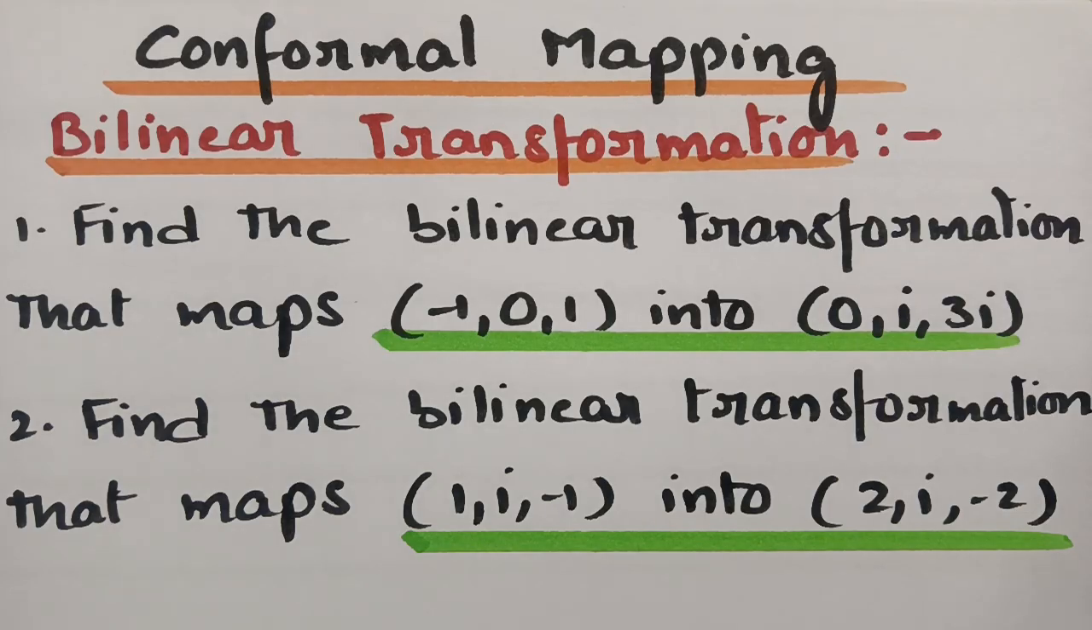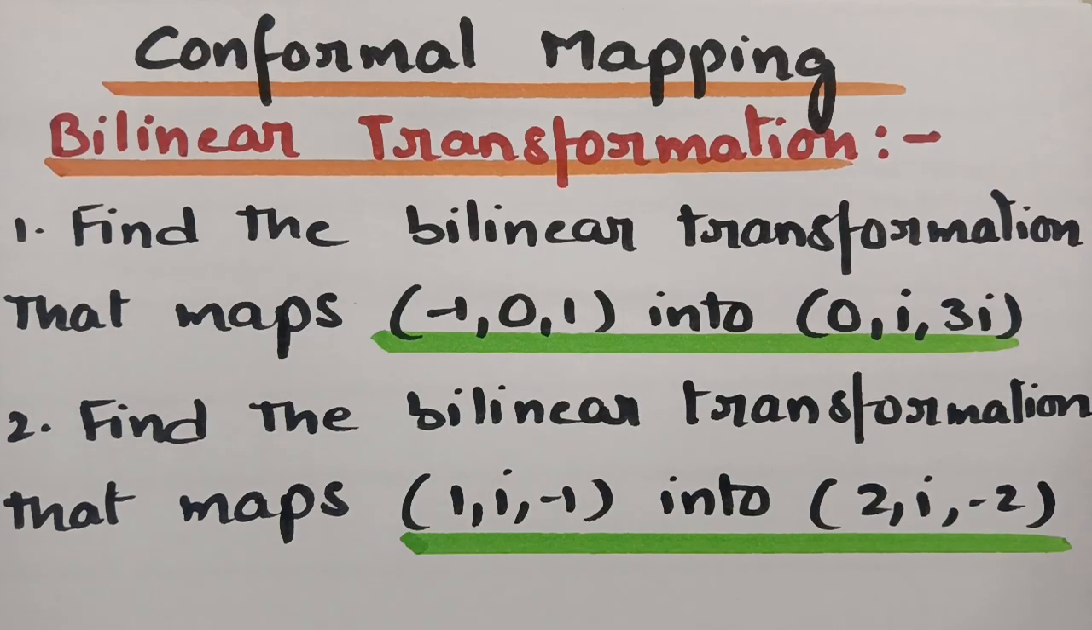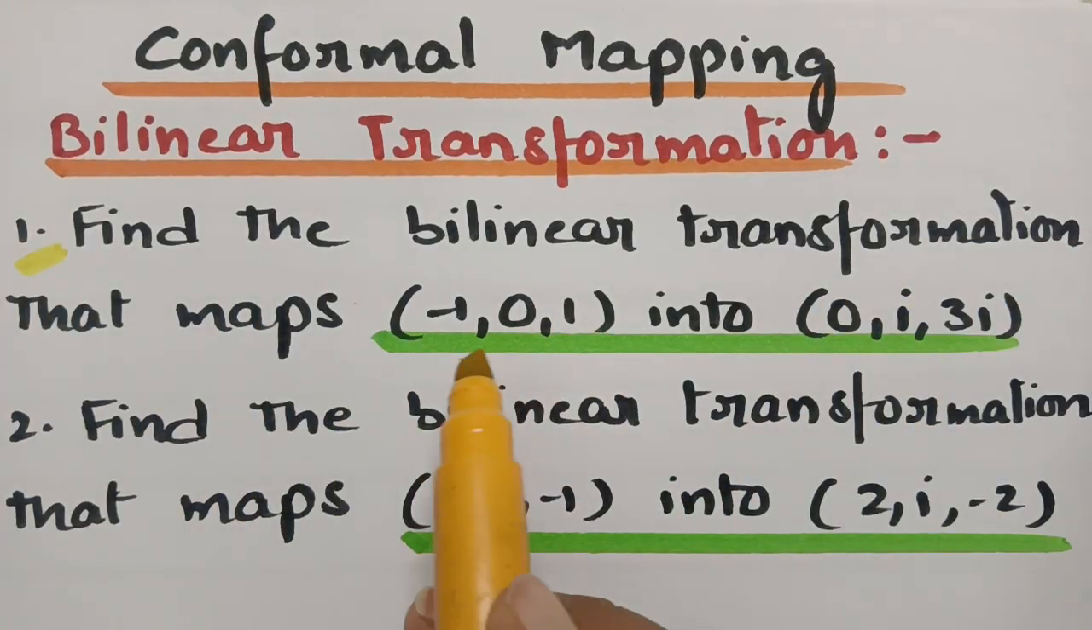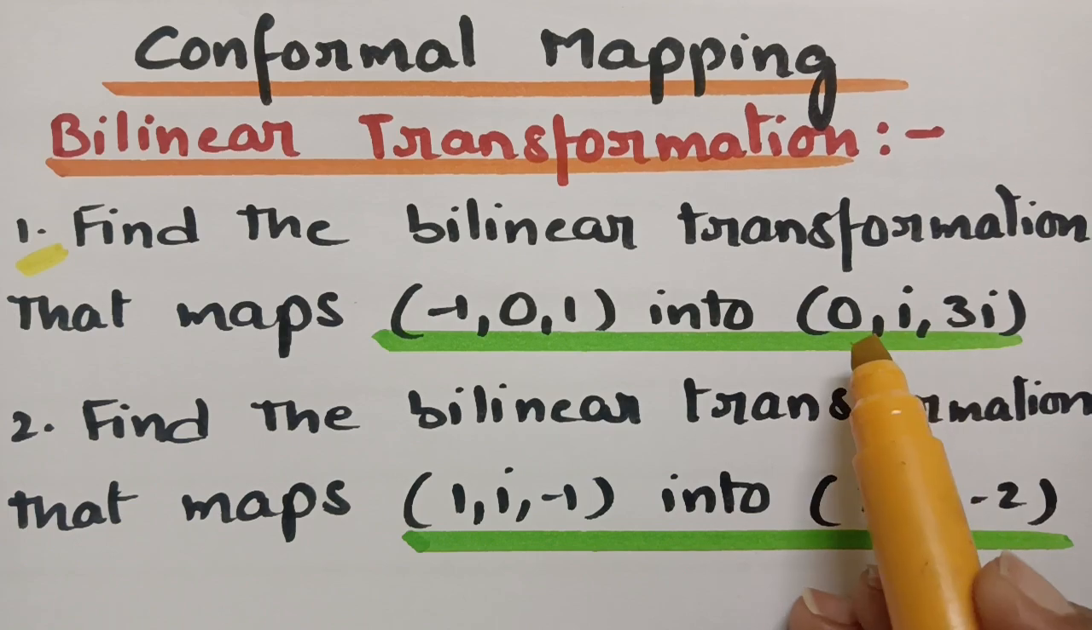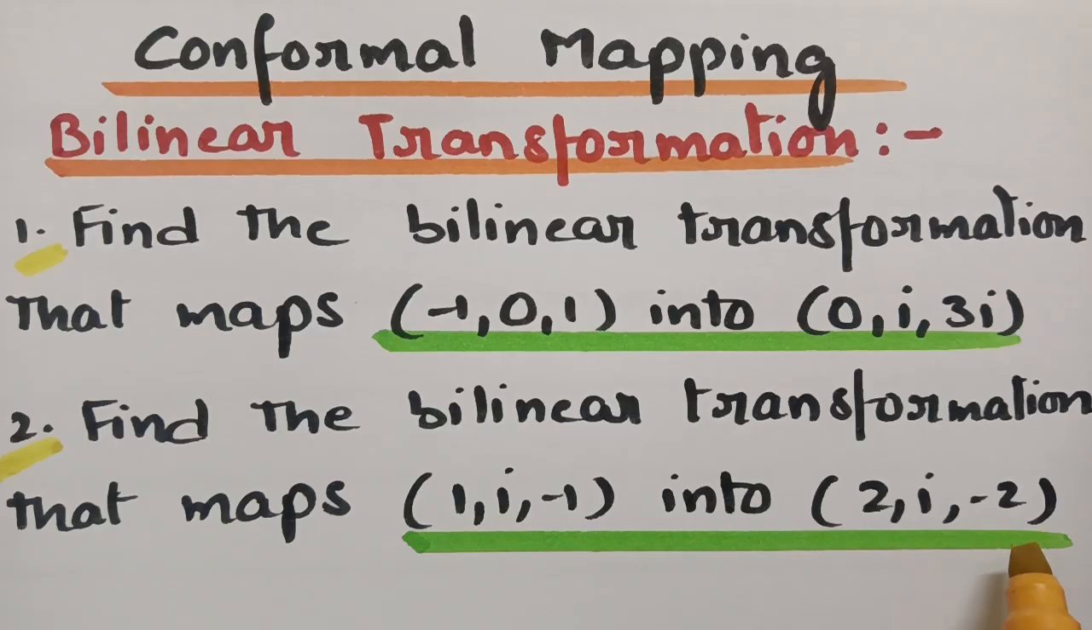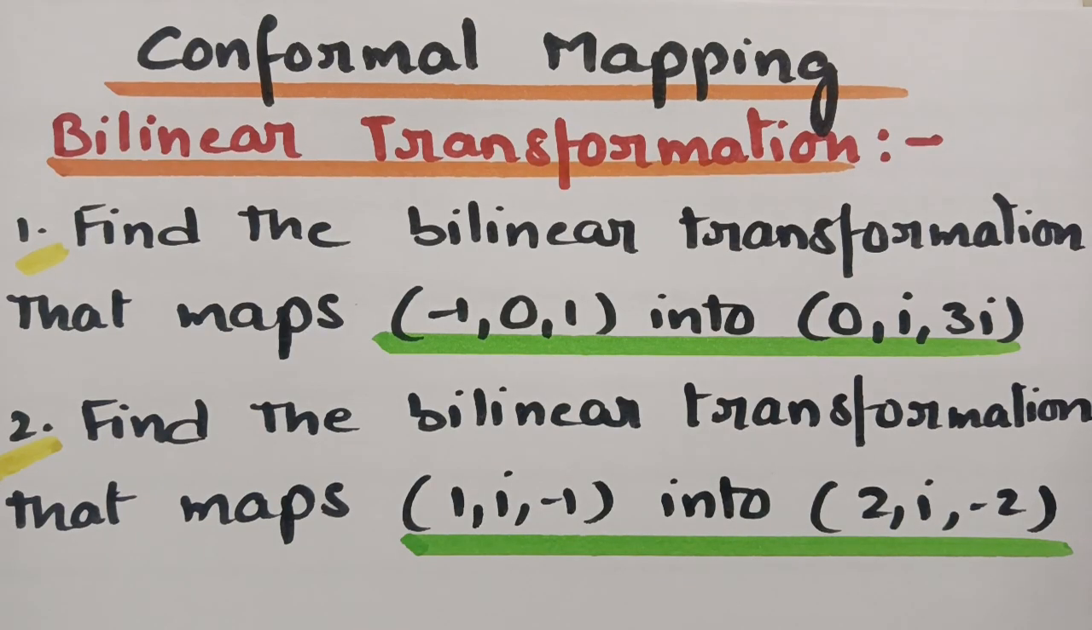So here are the two problems from bilinear transformation, and this topic is from conformal mapping. The first question is to find the bilinear transformation that maps -1, 0, 1 into 0, i, 3i. The next one is to find the bilinear transformation that maps 1, i, -1 into 2, i, -2. So let's get started to find the solution.